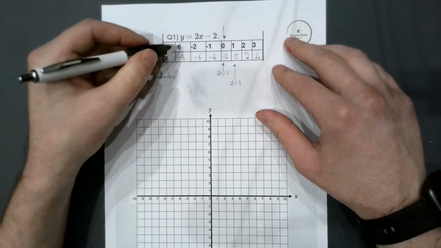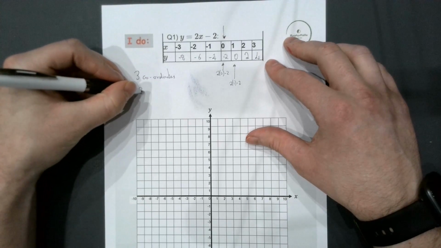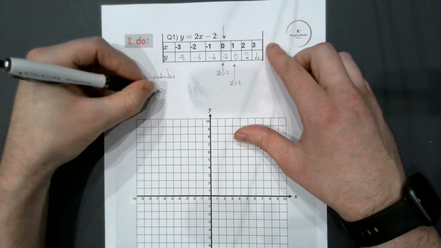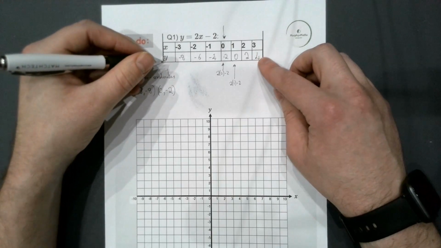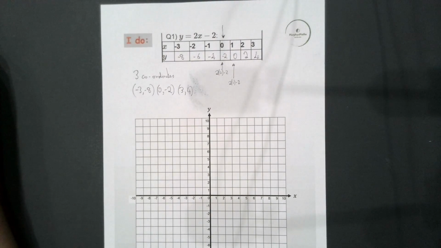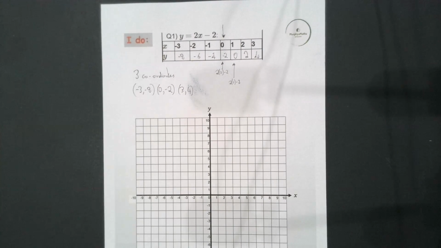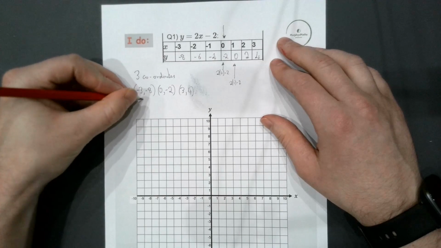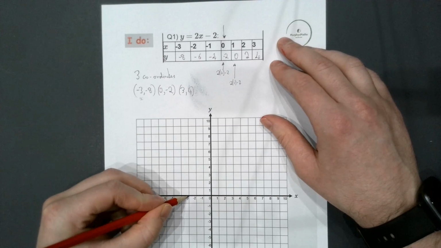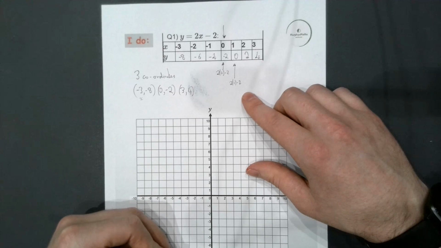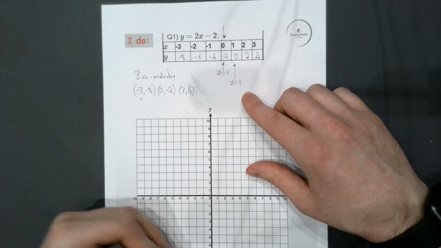So pick any 3 coordinates you wish, but I'm going to go with minus 3, minus 8. Let's go with 0, minus 2. And let's do the far end one, which is 3, 4. So anytime you're plotting or drawing anything, make sure you're using a ruler and pencil. So in terms of these coordinates, we want minus 3, minus 8. So that's the x-axis, minus 3. And I need to go down to minus 8, which is here. So put a little x or a dot there.